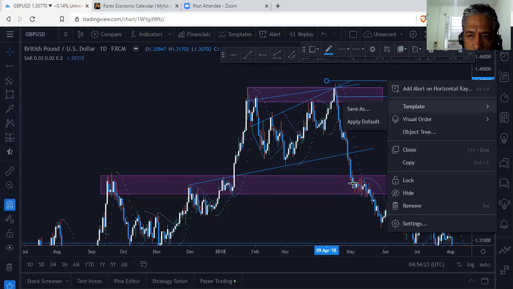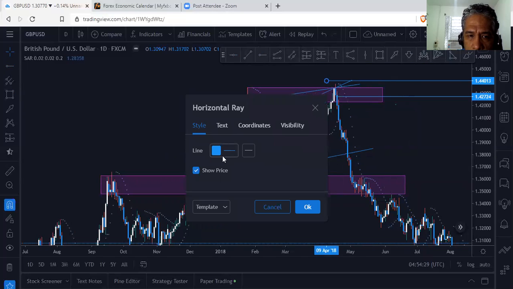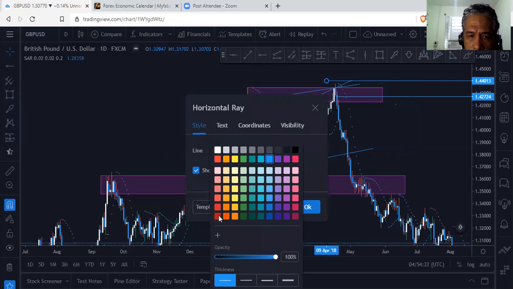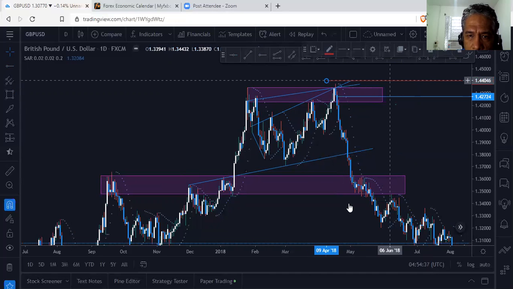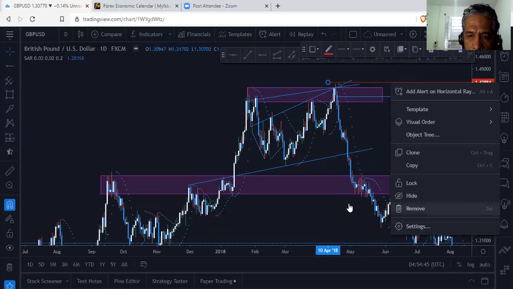I'm going to change the color of this one in settings. What color? Red. Yeah. So this is my stop loss. As the market moves one candle, move your stop loss following the parabolic SAR dots. So this is one way on how to attack the market.